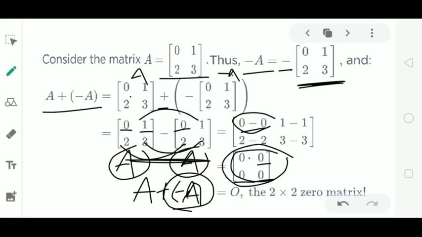Here we already know that 0 matrix contains all elements 0 and is denoted by O. Depending on the example, we consider its order, as here matrix A is of order 2, hence it is understood that O will be a matrix of order 2.